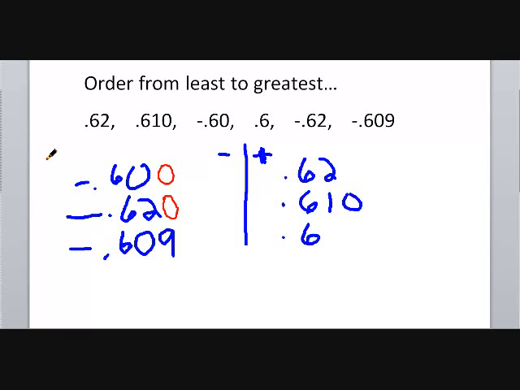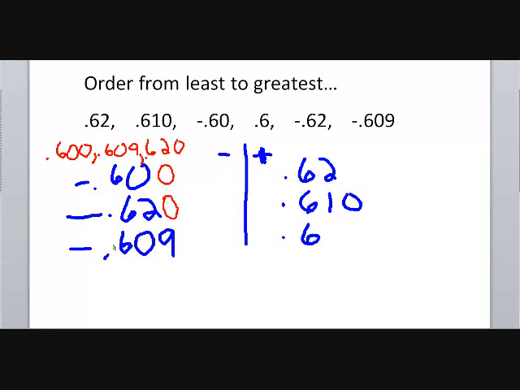And if they were positive, my smallest number would be 0.600. My next number would be 0.609. And my last number, my biggest number, would be 0.620. If these were positive numbers, they would be in order from least to greatest now. So all I have to do, since they're negative, is simply flip the whole list around.